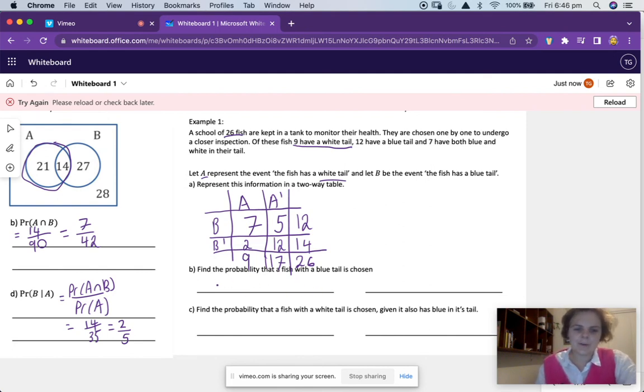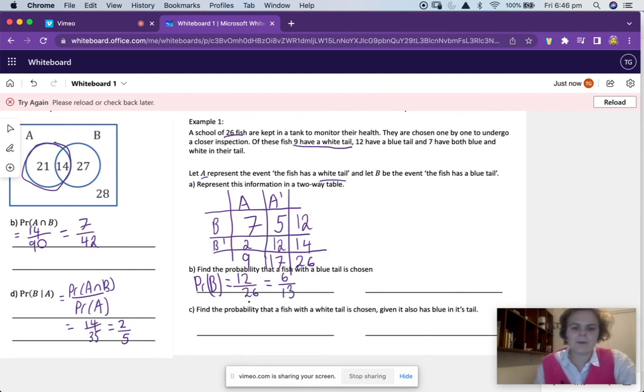Now we've got to interpret this information. Find the probability that a fish with a blue tail is chosen. So now we've got the probability of getting a blue. That's going to be 12, from our blue total here, out of 26. I can see we've got even numbers here, so let's simplify that fraction. 6 out of 13.